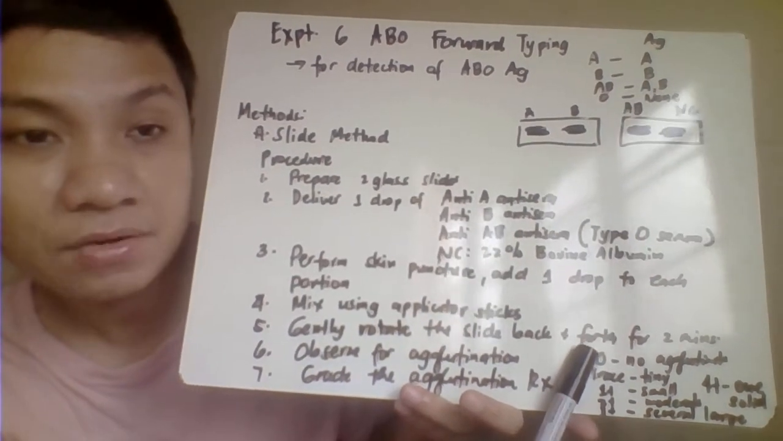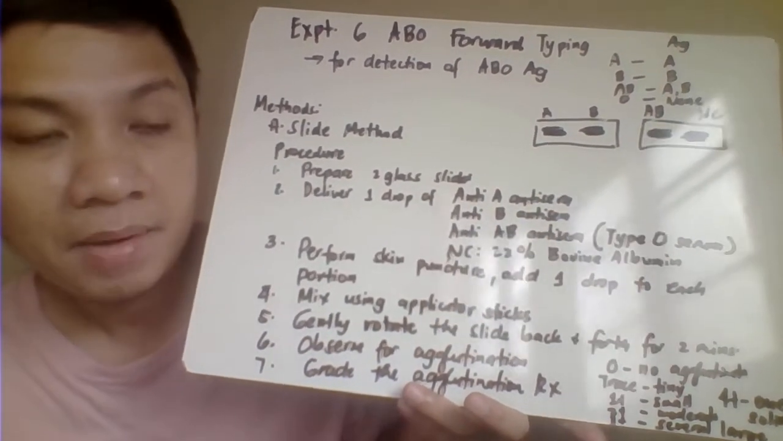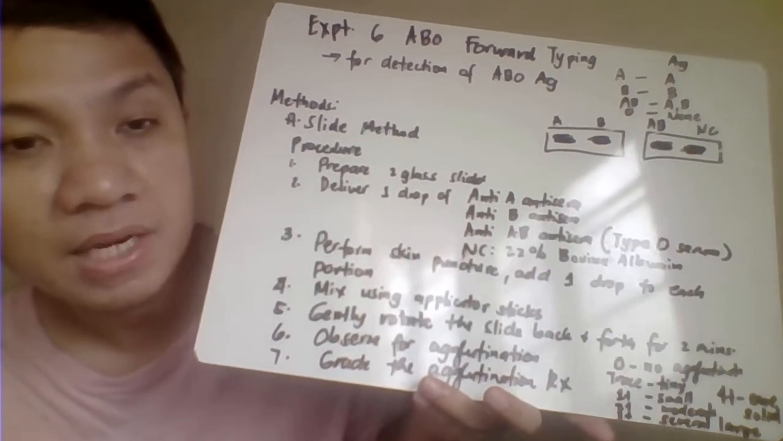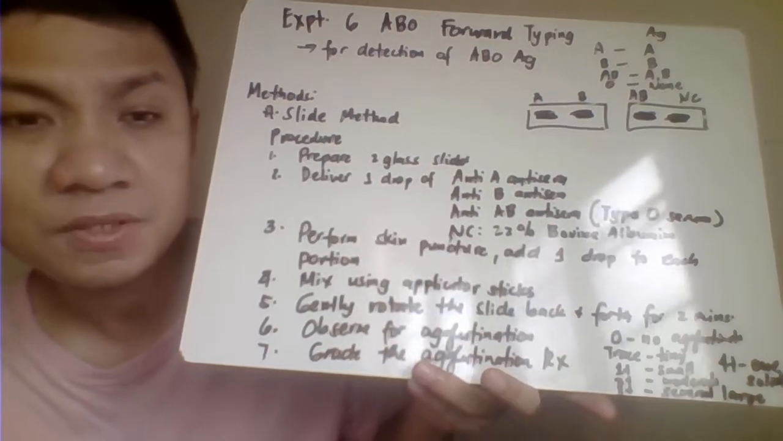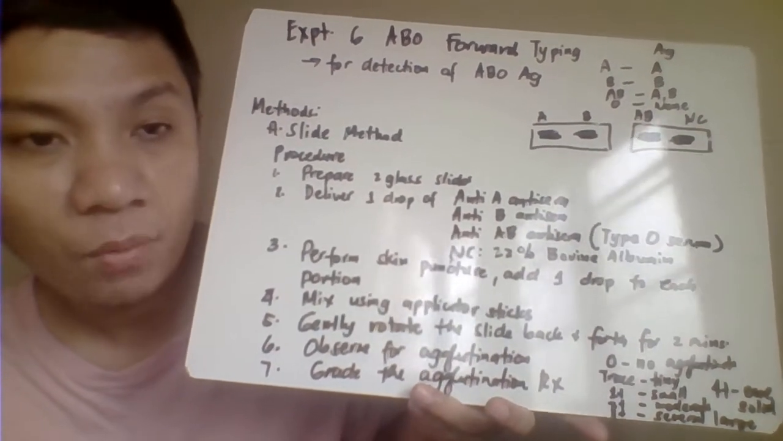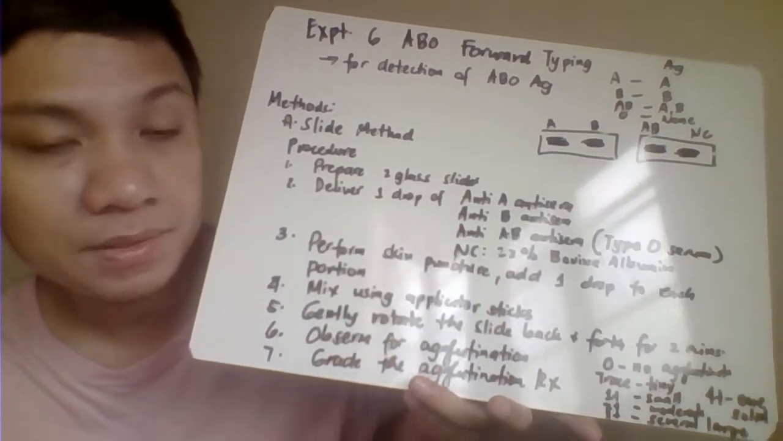Okay, may tiny agglutinates, most likely mahirap siya, very small siya na agglutinates, and usually that could be mistaken, almost could be mistaken here as a negative reaction. You could confirm that one under the microscope. So, titingnan mo sa microscope.